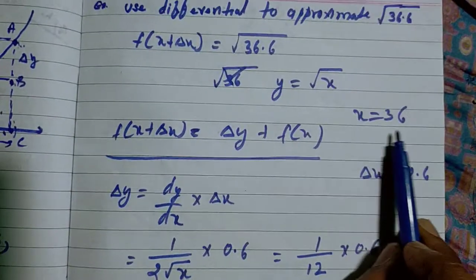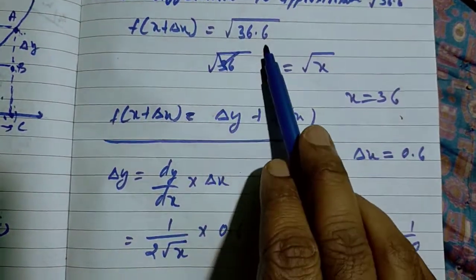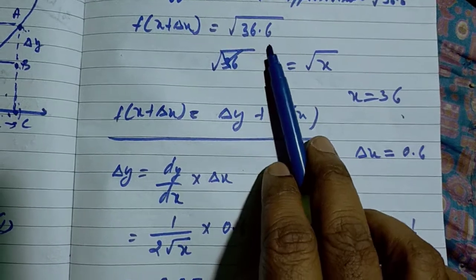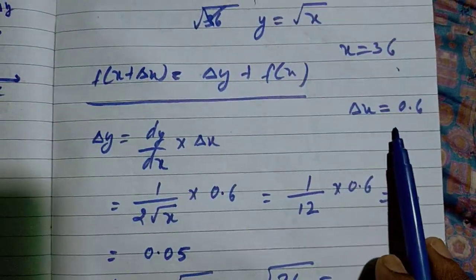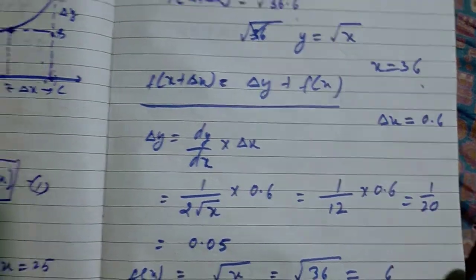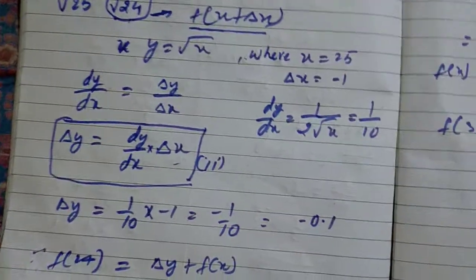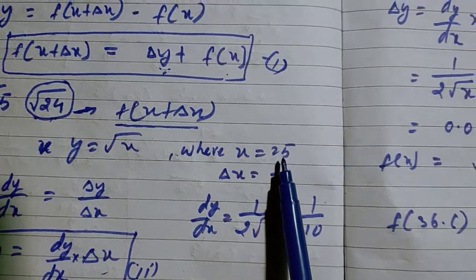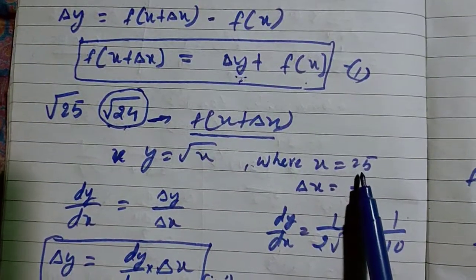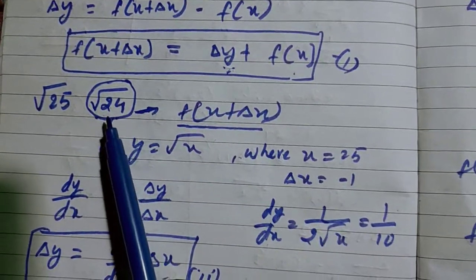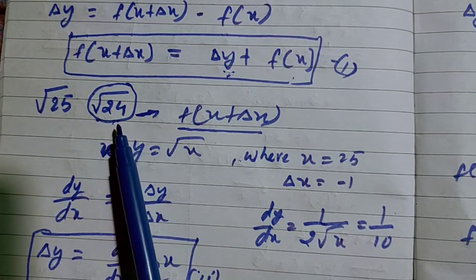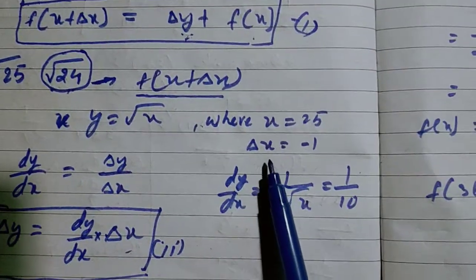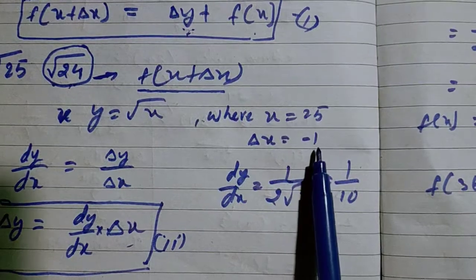The x value we have taken is 36, but the given is 36.6. The given is more, so we took delta x as positive 0.6. One more question we had solved. See here, x value is 25 we have taken, but what was given? 24. It is less. How much less? 1. That is why delta x we have taken -1 here.